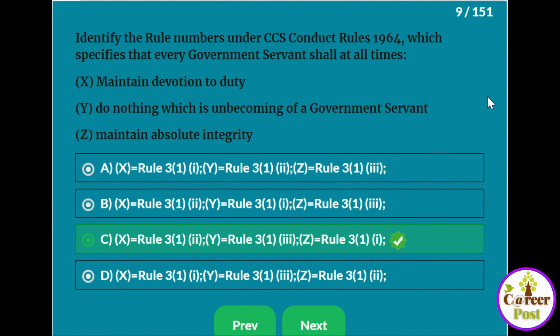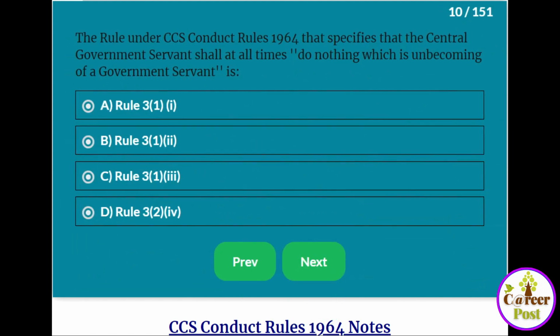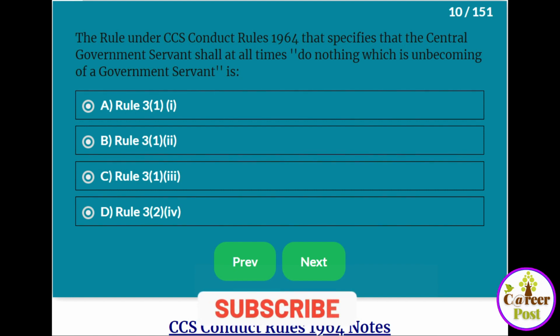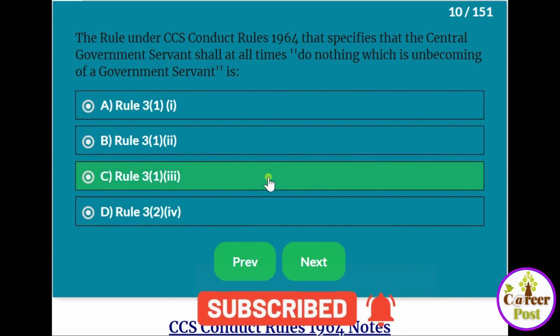Maintain devotion to duty is Rule 3(1)(ii), and maintain absolute integrity is Rule 3(1)(i), that is Z here. Rule 3(1)(ii) is maintain devotion to duty, that is X here, and do nothing which is unbecoming of a government servant is Rule 3(1)(iii), that is Y here. So the answer is C. The rule under CCS Conduct Rules 1964 that specifies that a central government servant shall at all times do nothing which is unbecoming of a government servant is Rule 3(1)(iii).